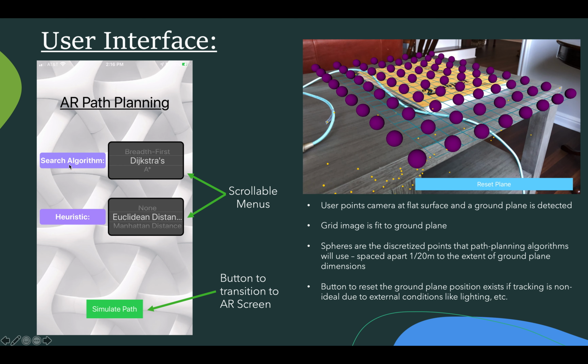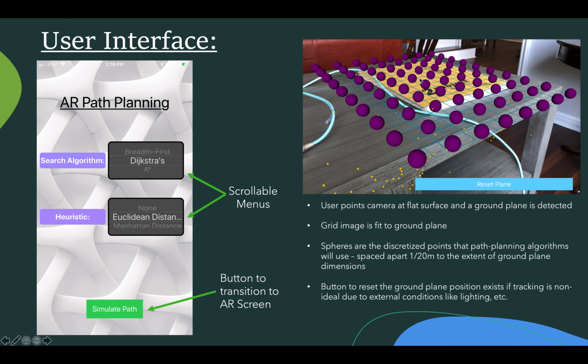So the main menu, you'll be able to select your search algorithm. For starters, I just made these scrollable lists. So this includes breadth first search, Dijkstra's, and A star. And then if it's applicable, you have a heuristic to choose from, like Euclidean distance, Manhattan distance, which really only apply to A star in this case. Down at the bottom is the Simulate Path button, which sends you to the AR screen.